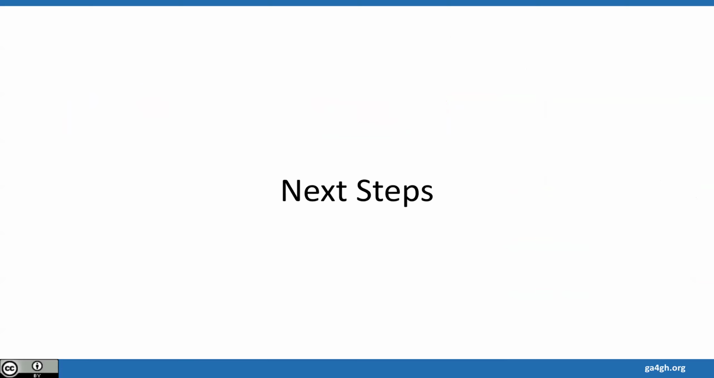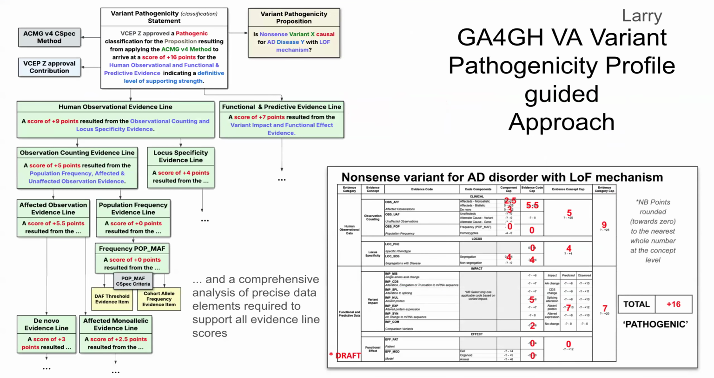Next. All right, next steps. One minute left. All right, this is something that Larry had created. He wanted us to highlight that ClinGen is doing work to support the ACMG v4 using VA spec. Next.